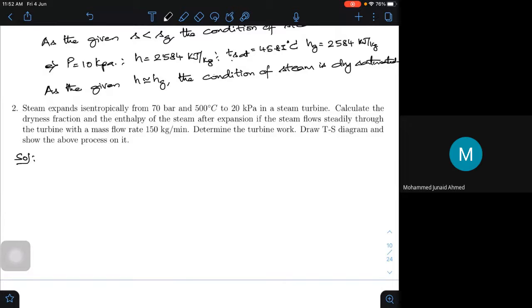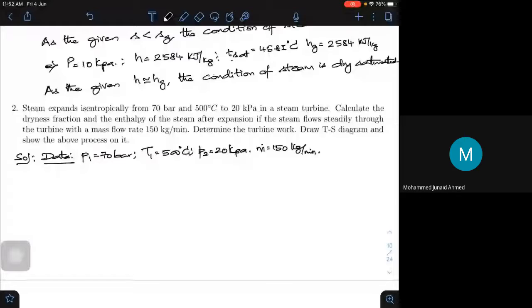So it expands from a pressure, let me call that P1, which is 70 bar, and T1 is equal to 500 degrees Celsius, and P2 is equal to 20 kilopascals. The mass flow rate is given as 150 kg per minute.